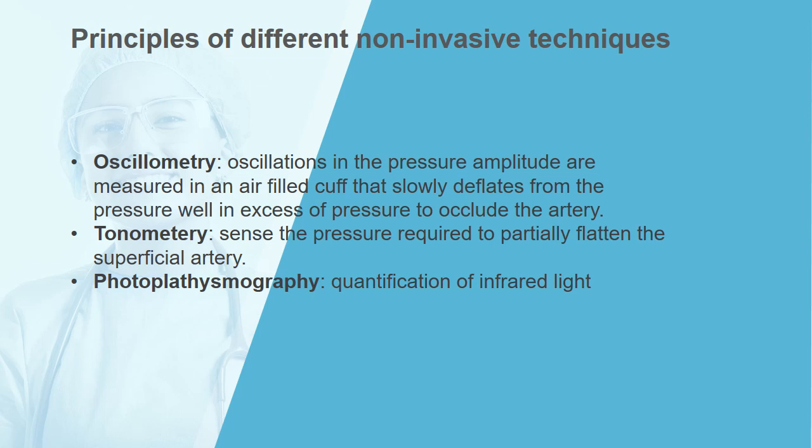In tonometry, the tonometer senses the pressure which is required to partially flatten the superficial artery. So you can have the radial blood pressure via the tonometer because it's a superficial artery, as well as the brachial blood pressure. In photoplethysmography, there is a quantification of the infrared light. Tonometry and photoplethysmography, as I already mentioned, are the continuous non-invasive automated techniques, as compared to oscillometry, which is the intermittent but automated non-invasive technique.